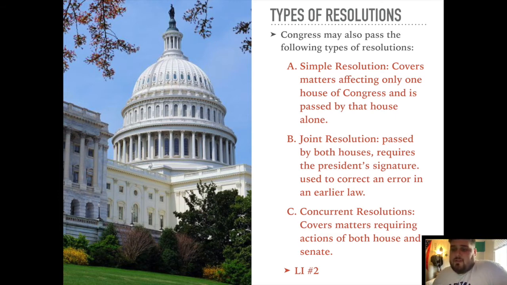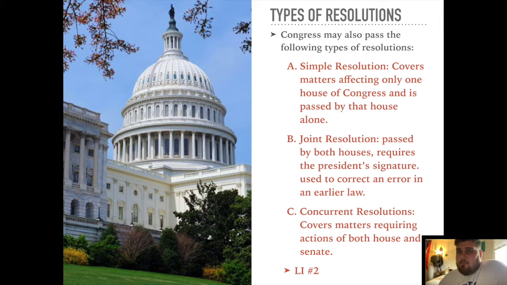So again, a joint resolution is passed by both the houses, requiring the president's signature. So the president has to sign off on it. Used to correct an error in an earlier law. So for example, if there's some mistaken wording or if there's some issues with the law, they're actually able to go through and kind of correct it and then have the president sign it into action to make sure everything's going to be okay. And then C, concurrent resolution, so covers matters requiring action of both House and Senate.